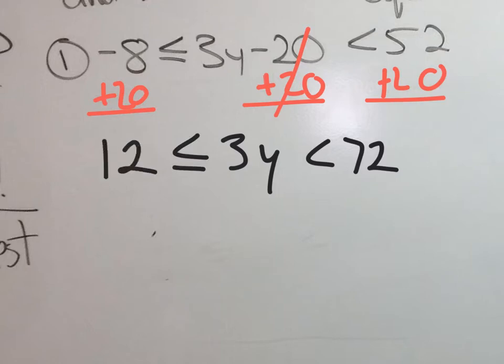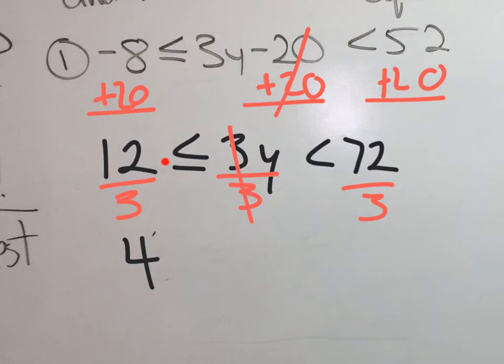Now, we still need to get y by itself in the middle. So we're going to divide by 3. It's going to cancel out. And what you do to the inside, you have to do to both outside sides. So I'm dividing by 3 on the outsides. So 12 divided by 3 is 4. And you might be thinking, wait a minute, do I flip this or do I leave it? What do you guys say? Leave it, because we didn't divide by a negative. So it's going to stay exactly the same.